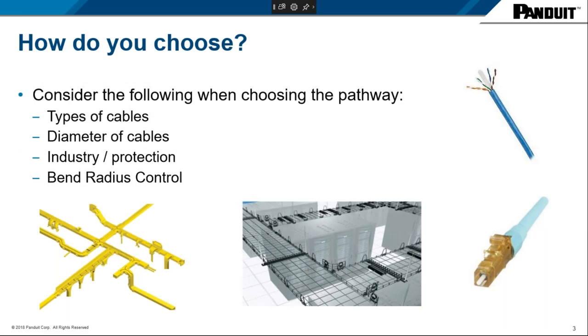So how do you choose? This is very important. This is something I definitely do want to highlight, that when you're choosing the correct pathway, you need to consider the types of cables that are going to be used. You need to consider the diameter of the cables. You also need to consider the industry and the type of protection that's going to be needed. And one of the things that I greatly do want to highlight throughout this presentation is the importance of bend radius control.